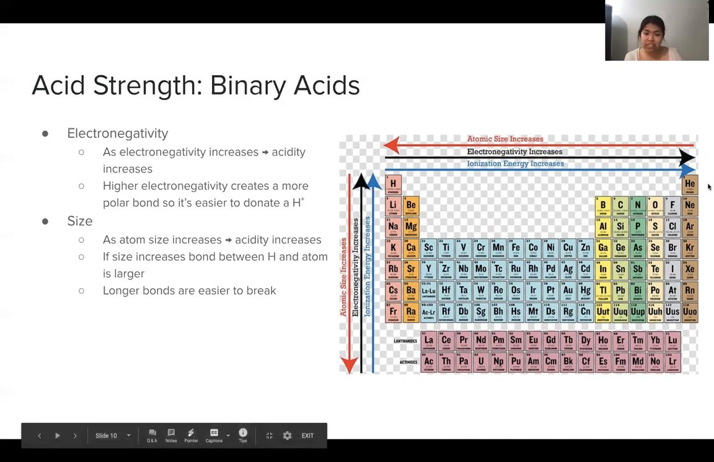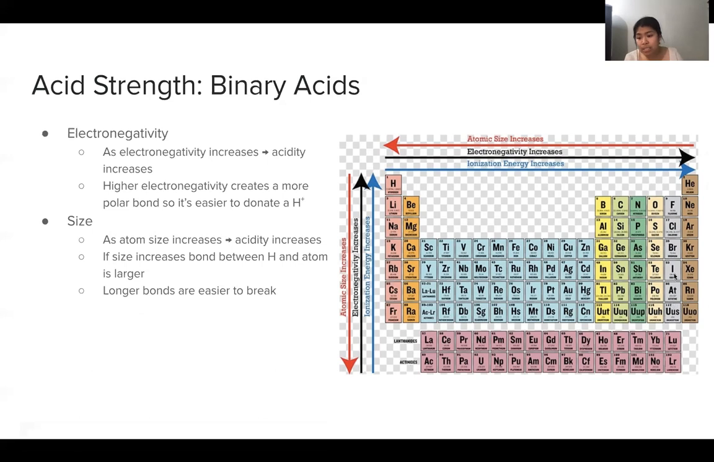That's your electronegativity trend. But what happens if, for example, let's look at our halogens, fluorine, chlorine, bromine, iodine, and these all have a similar electronegativity? Can you tell a difference between the acid strength of those molecules? It's a little bit more difficult, right? So then you look at the size. As atom size increases, acidity increases.